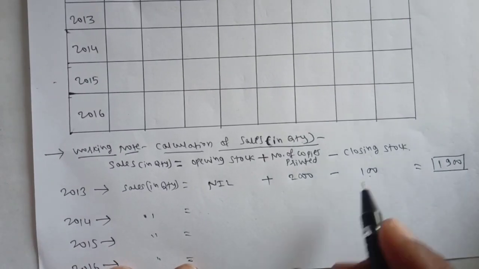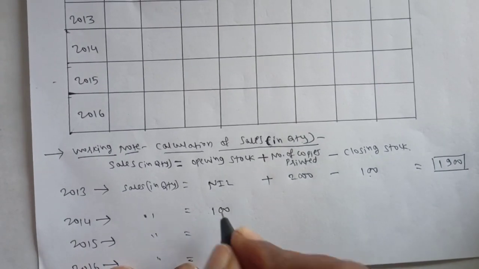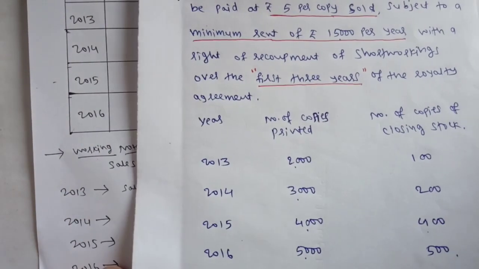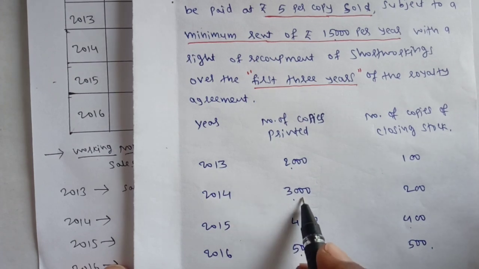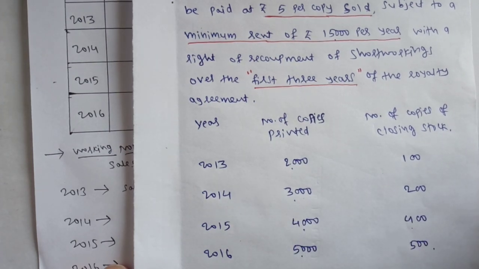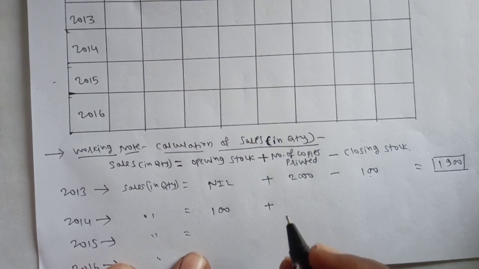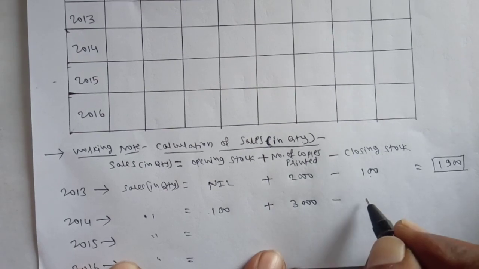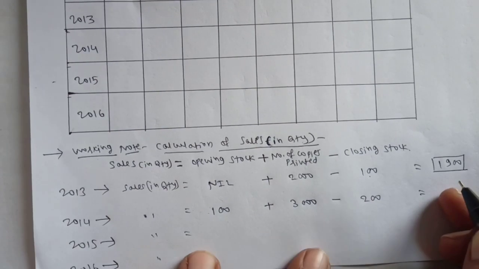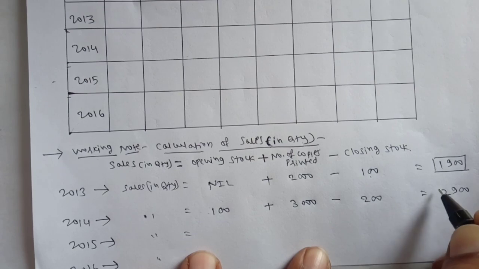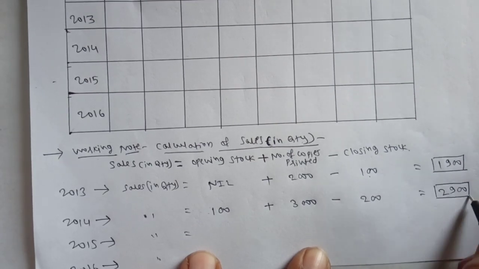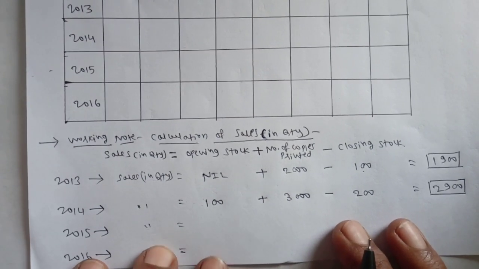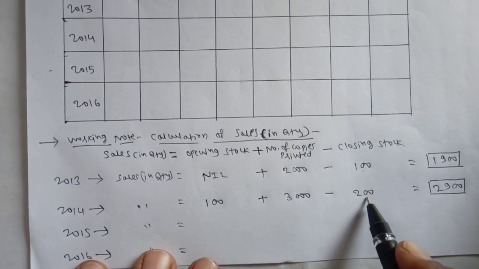So take this closing stock here, so 100 plus, so see in 2014 number of copies printed 3000, closing stock 200. Okay, so number of copies printed 3000 minus closing stock is 200. So here it is 2900 copies sold. Okay. In 2015, so here opening stock will be 2014's closing stock.